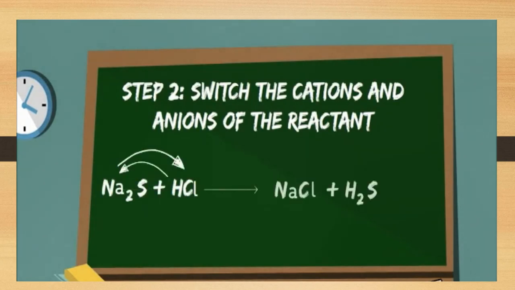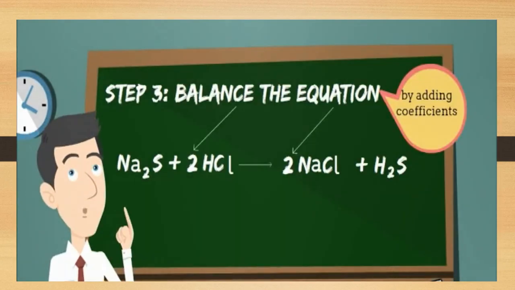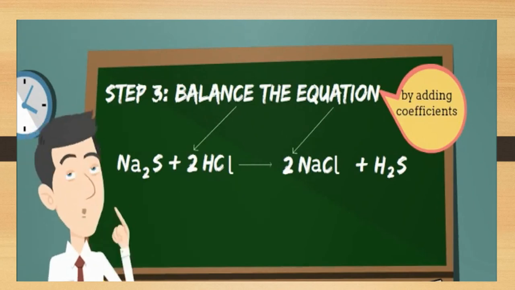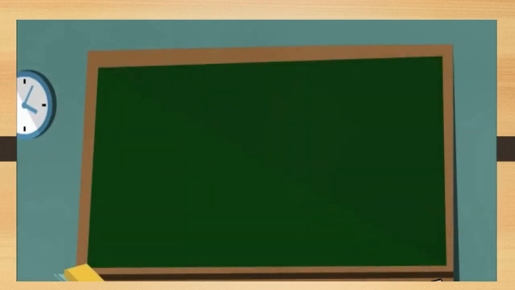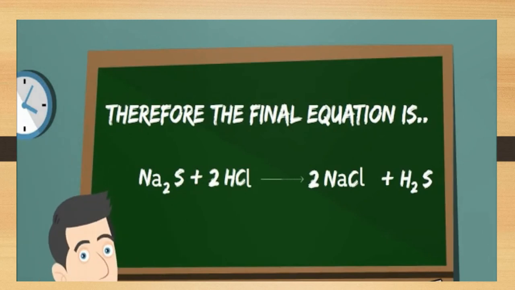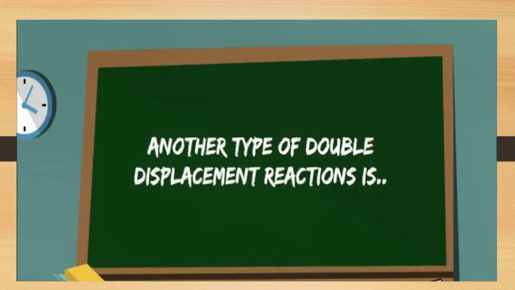Switch the cations and anions of the reactants. You will form NaCl and hydrogen sulfide gas. Now balance the equation, as we have already learned how to add coefficients to make it a balanced equation. So here the final equation is Na2S plus 2HCl gives 2NaCl plus H2S.